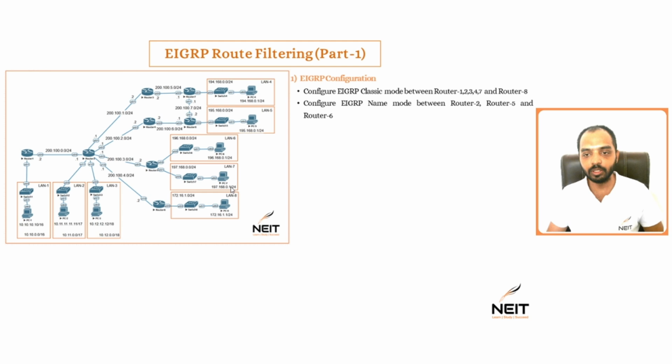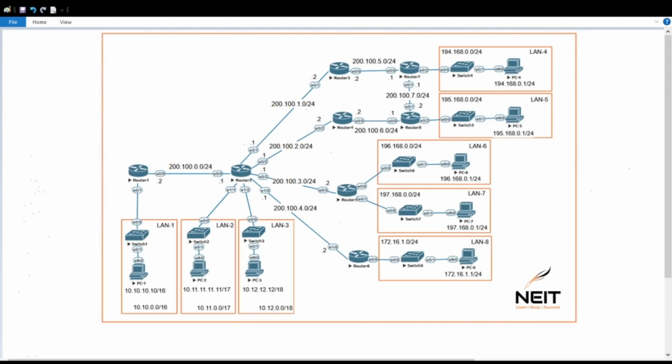So today we have to configure EIGRP route filtering. The first task is to configure EIGRP classic mode between router 1, router 2, router 3, router 4, router 7 and router 8. After that, we have to configure EIGRP name mode between router 2, router 5 and router 6. First we will configure EIGRP classic mode, so let's start with router 1.